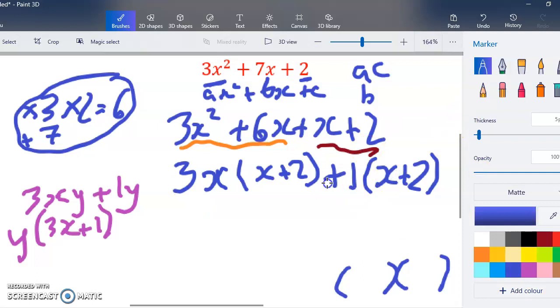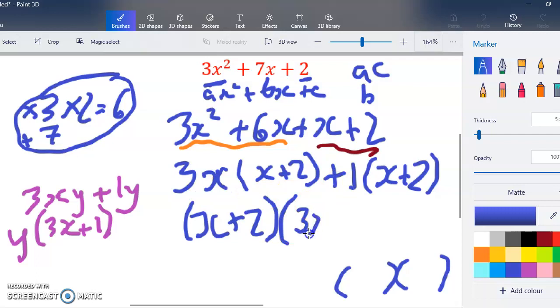We're going to say, hey, look, we've got a common factor of x plus 1, sorry, x plus 2. We're going to take it to the front, and we've been left with this 3x plus that 1. And that's it factorized. So we would have x plus 2, 3x plus 1.